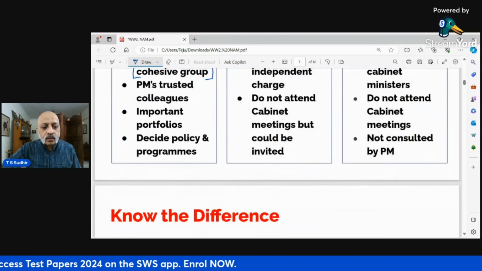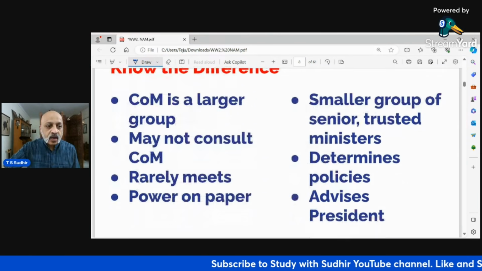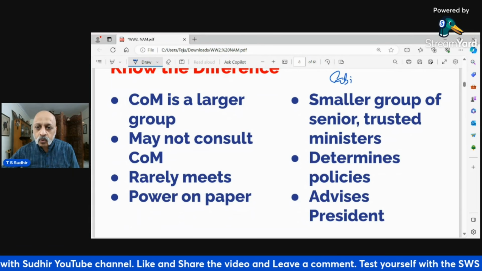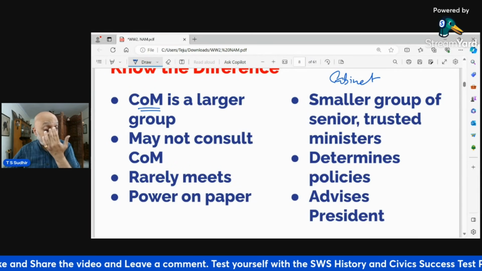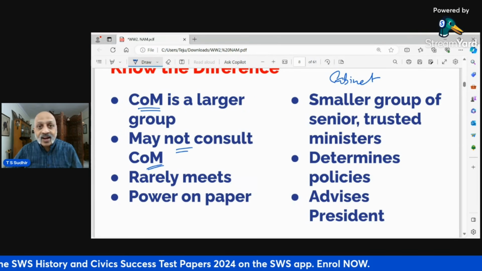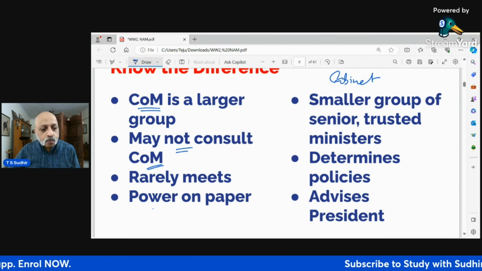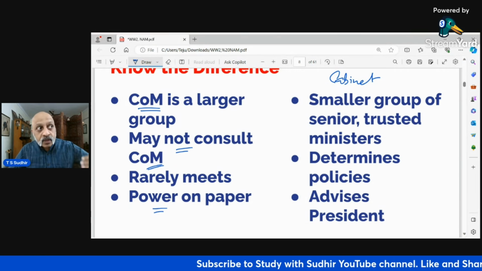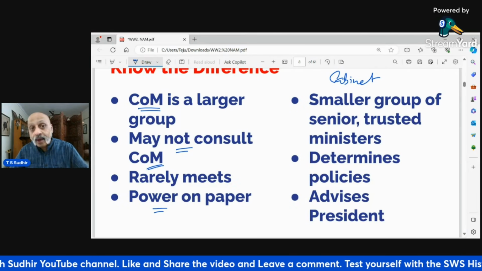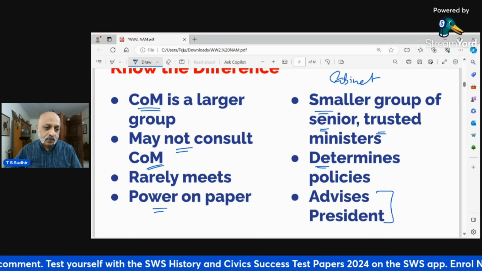Now, this is the difference. Know the difference between the Council of Ministers and the Cabinet. The Council of Ministers is a larger group. As I said, there will be 80 members, 15% of the total strength of the Lok Sabha. The Prime Minister may not consult the entire Council of Ministers. They rarely meet. It is never the case that the entire Council of Ministers meets; only the Cabinet meets. So power is really only on paper. You know that the Council of Ministers advises the President through the Prime Minister, but that is just nominal. In reality, it is the Cabinet that decides. So the cabinet is a smaller group of senior trusted ministers. They determine the policy and they advise the President in actual terms.